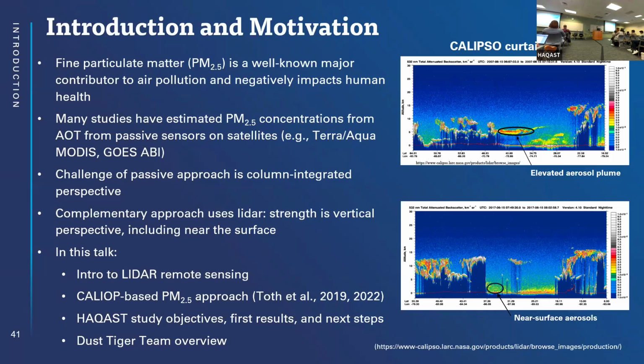On the top, you can see an example of an aerosol plume around 5 kilometers, but it's fairly clean near the surface. So you can imagine a passive sensor taking an observation of that might affect that relationship. On the other hand, on the bottom, we see some near-surface aerosols by those enhanced backscatters, but it's clear above, showing the advantage and strength of using these vertical profiles.